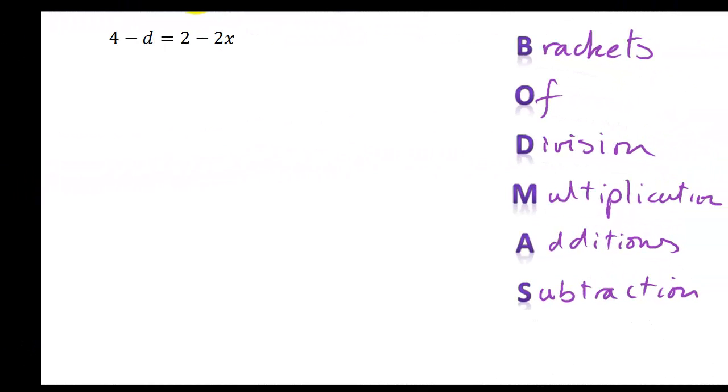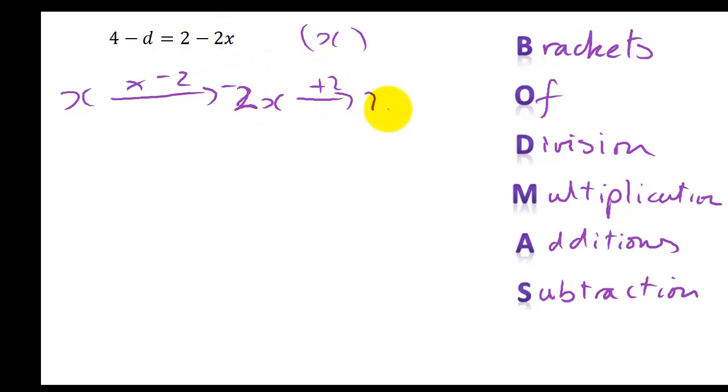Right, in this one, once again, I'll start off with the flowchart method, and we're going to do x again. If we start off with x, the first thing we do is we times by minus 2 to get minus 2x. Then, to get from minus 2x to 2 minus 2x, we add 2. So we get 2 minus 2x.